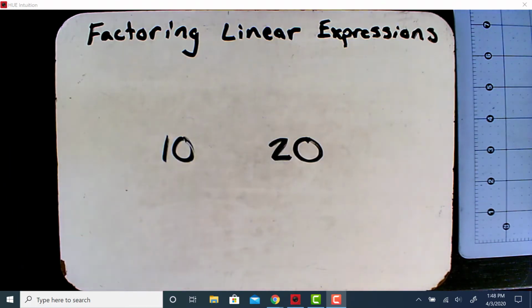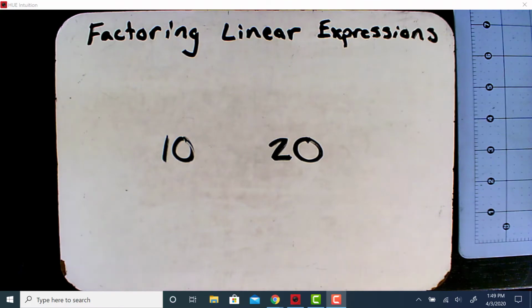Now today's lesson says that we're going to be factoring linear expressions. Linear expressions are expressions that we've been dealing with here in class, like 4x plus 2, plus 5x, and we've been combining the like terms to create a new simplified expression.